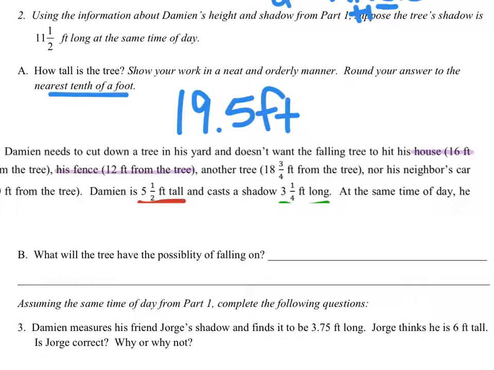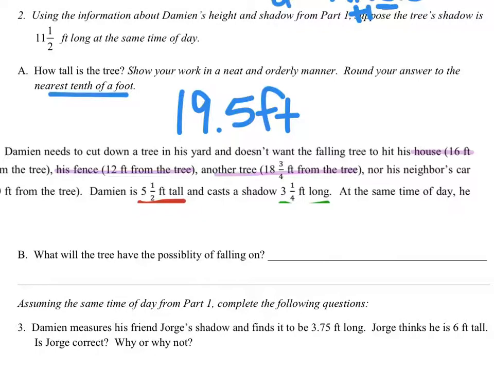and the fence. But then we got another tree, which is 18 3/4 feet away from the tree, which is less than 19.5 feet. His neighbor's car is, I mean, it's not really great, very safe, but it is safe in this case. So we're not going to overcomplicate this and say, well, it's probably going to fall, you could add an extra 6 inches and be like, well, that's probably not very safe, right? But that's not really what we're looking for in this case.